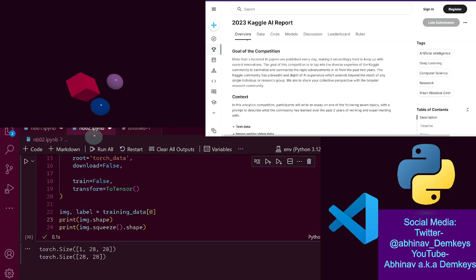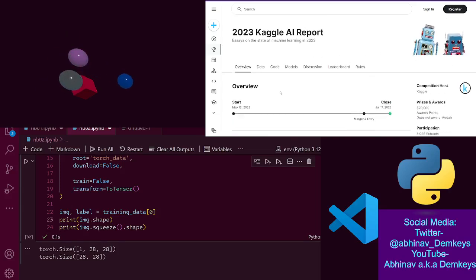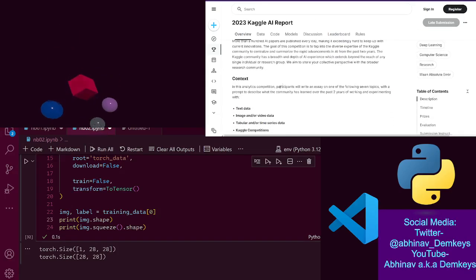Okay, making it exceedingly hard to keep up with the current innovations. The goal of this competition is to tap into the diverse expertise of the Kaggle community to centralize and summarize the rapid advancements in AI from the past 2 years. The Kaggle community has a breadth and depth of AI experience which extends beyond the reach of any single individual or research group. We aim to share your collective perspective with the broader research community. Dude, that's crazy. That's interesting.